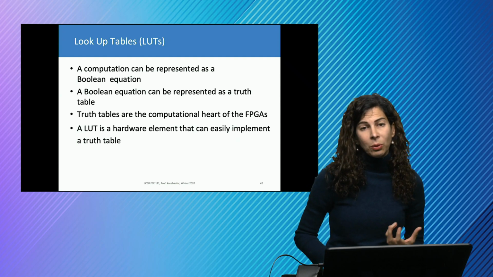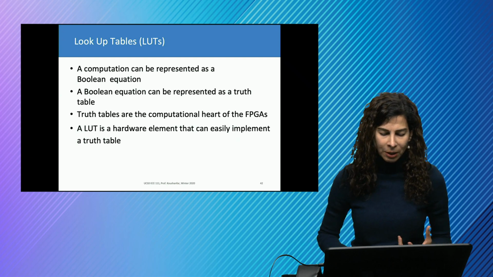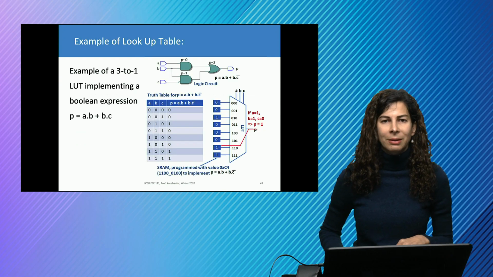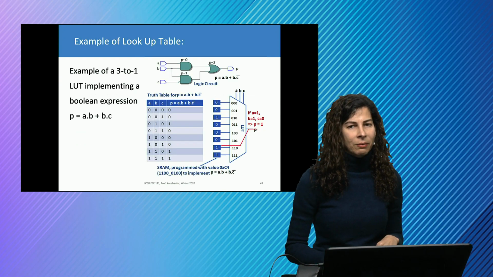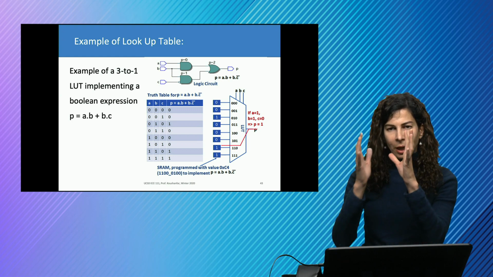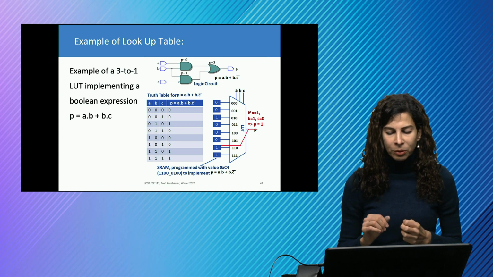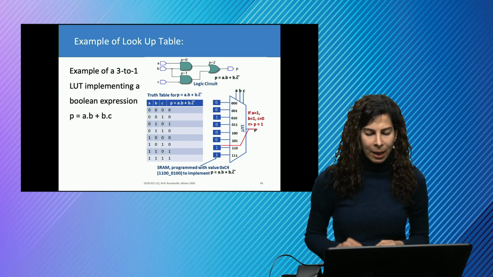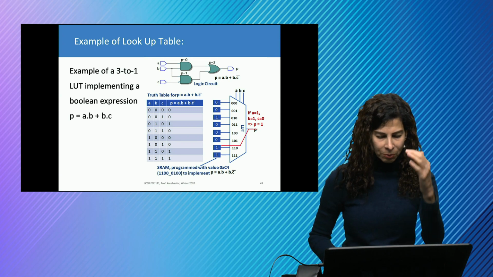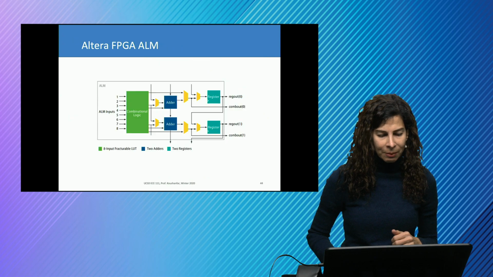Boolean equations can be represented by truth tables, and the truth tables are the computational part of the FPGA, and LUTs are implementing that. Here is an example of a lookup table using a mux. We are not showing the different hierarchies of the multiplexer, just showing an 8-to-1 multiplexer that is making the selection between the 8 for making the Boolean expression based on A, B, and C.